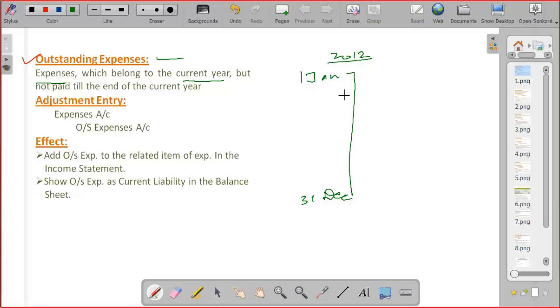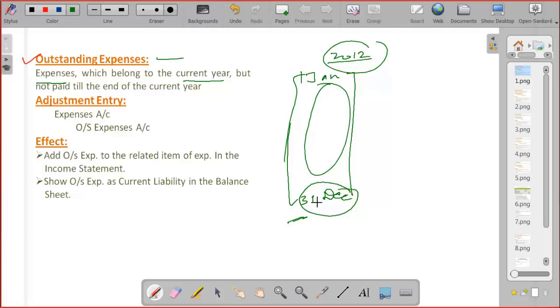So any expenses which are related to this current year, but not paid till the last date of the accounting year. This is the last day of the current year, isn't it? 31st December. So any expenses which are related to the current year but not paid till the last date of the accounting year, then unpaid expenses are known as what? Outstanding expenses, isn't it?